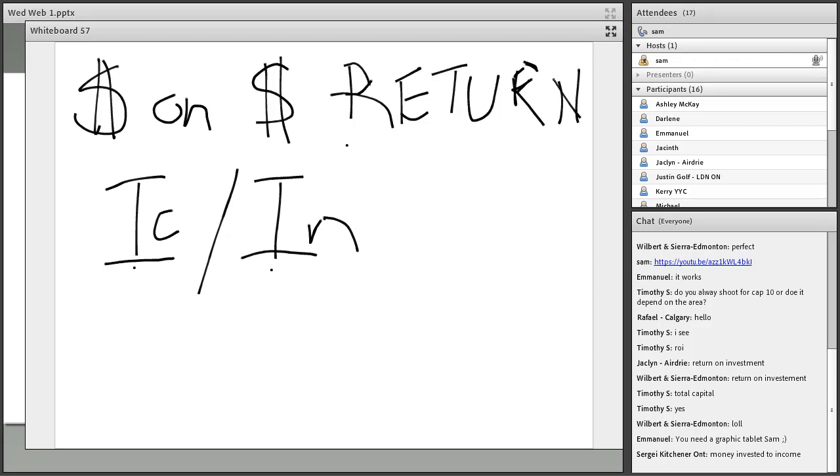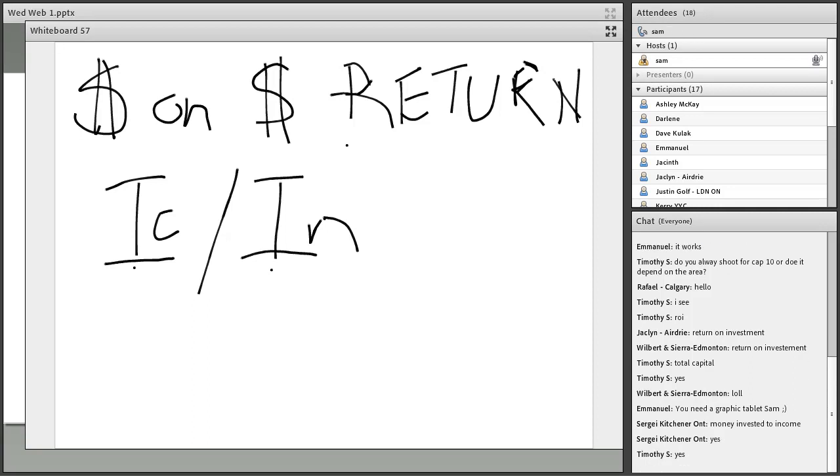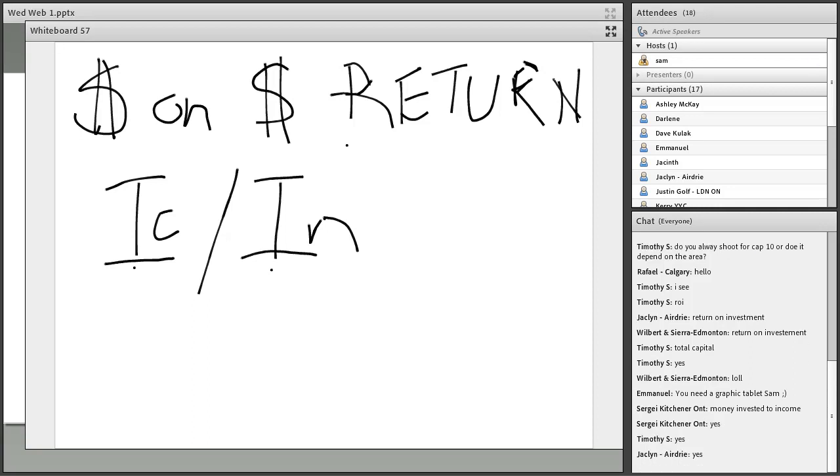That's different than cap rate, because with cap rate, the assumption is that you're calculating it based on total value. Total value, okay? Versus this, which is income versus investment, it depends on how much we put in. Whereas cap rate always makes the assumption that it's the total value. Does everybody understand the difference? We good? Any questions?